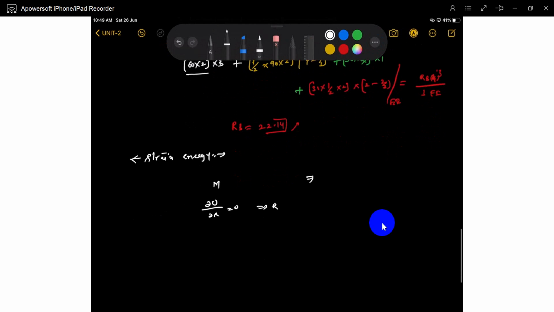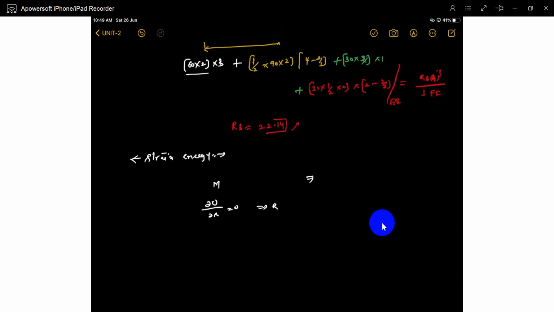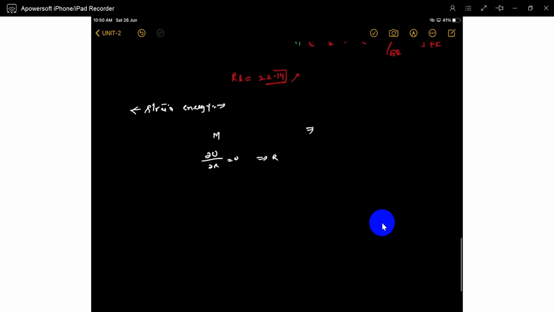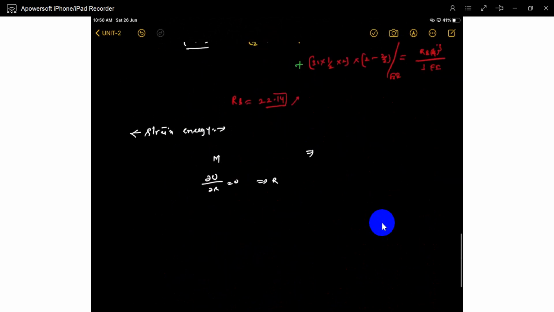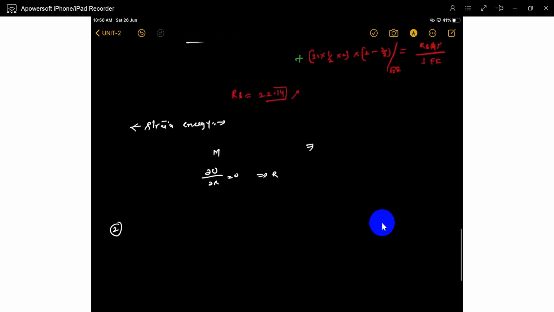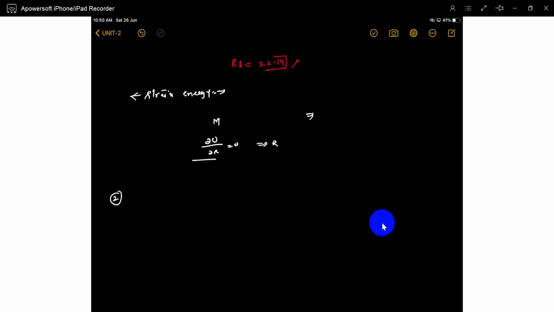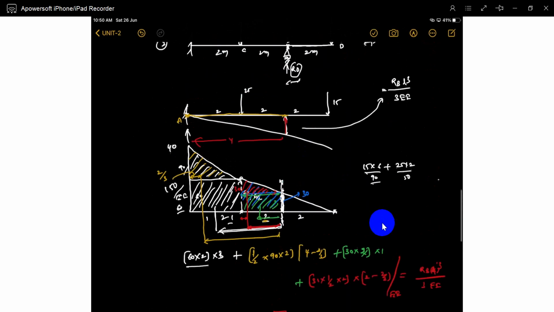No, I have a problem. Okay, so I will do it for the next problem with the strain energy method. You can choose anything. So many ways are there. So for the next problem, same overhanging beam, uniformly distributed load. I will do a problem like this using strain energy for the next problem.